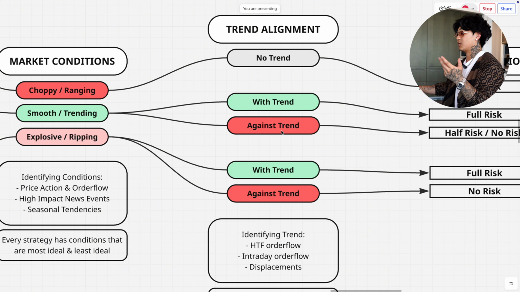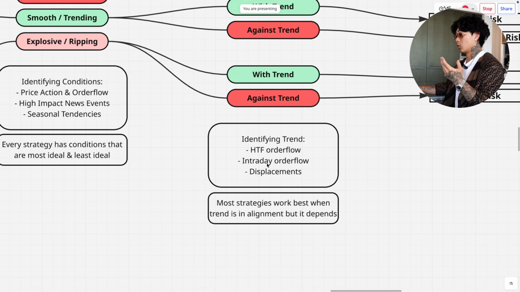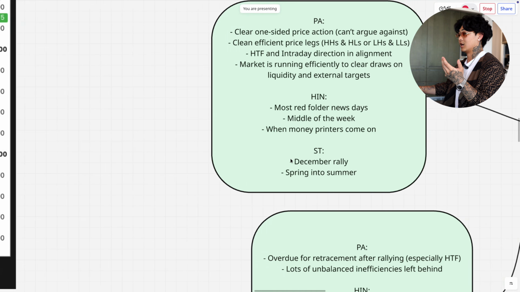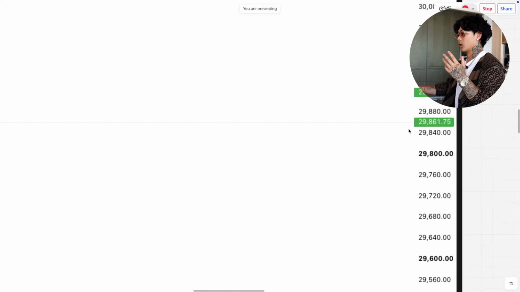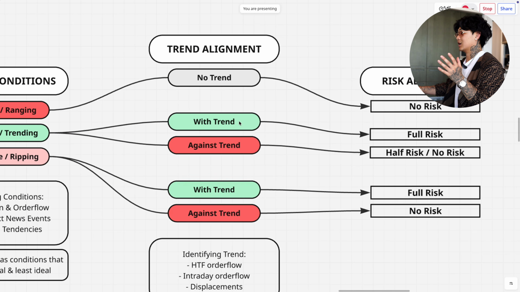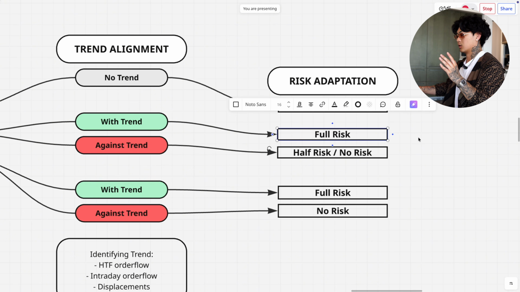So how do you identify the trend? Well, we covered it, guys. It's higher time frame order flow, intraday order flow, displacements like we had in this example over here. So this is exactly what we're looking for. So obviously in this scenario, we're in a bullish trend, so we want to be looking for a bullish position. So if we are with the trend, the probability is higher, so we can use full risk. I can go ahead and use a standard position size. I may even be able to go a little heavier depending on the quality of the setup.